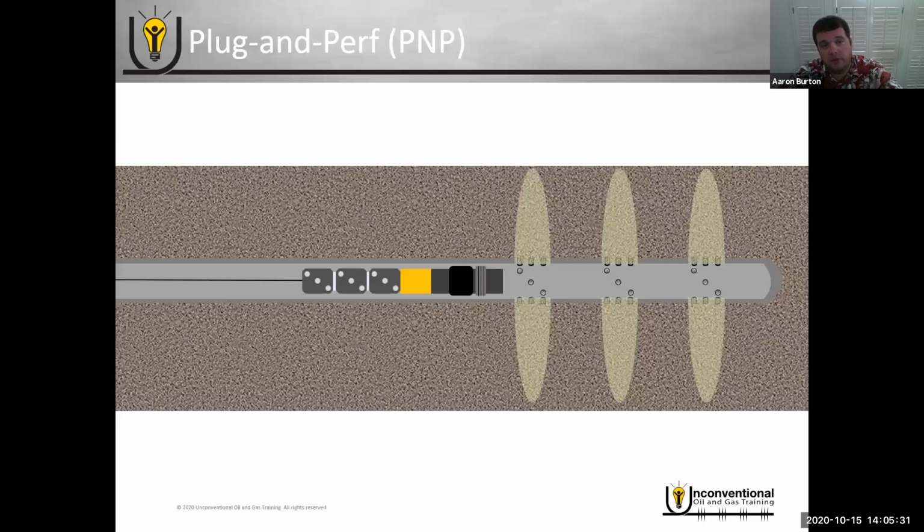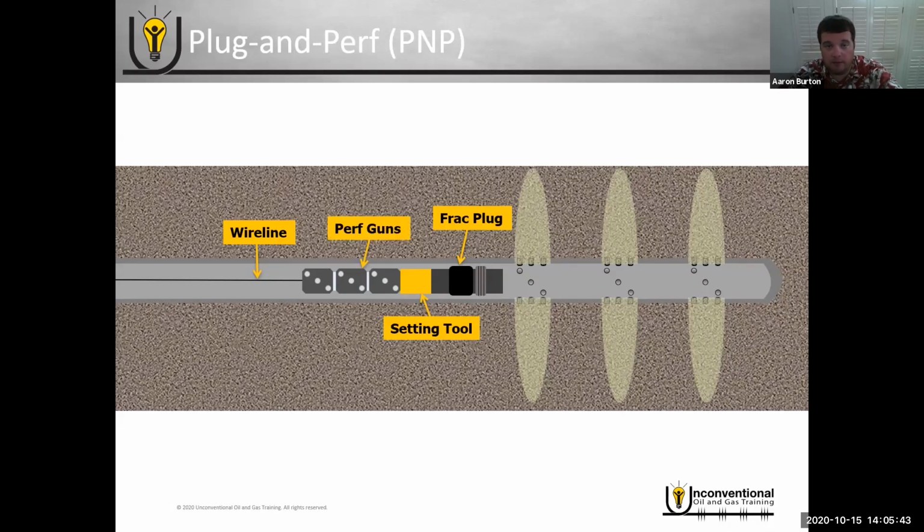Your assembly will consist, of course, of wireline. At the bottom of the assembly, you have your frac plug. Above that, you're going to have your setting tool, which will set the plug and then release from it. And then above that, you're going to have your perforating guns. Now, all of these are activated by electric signals that are sent through the wireline.